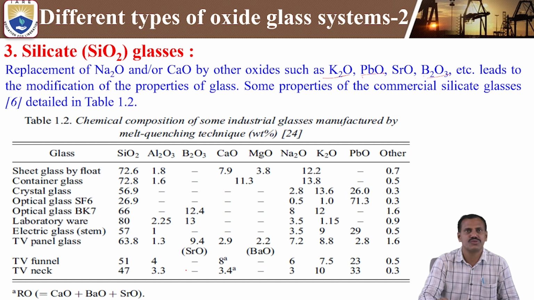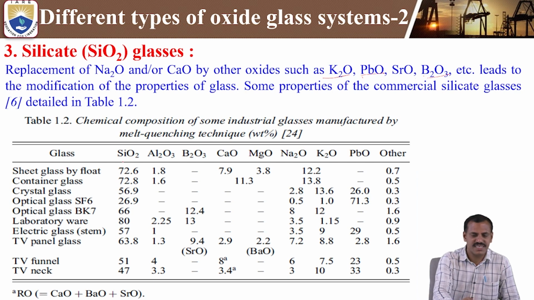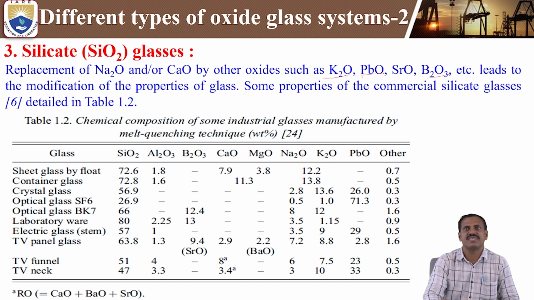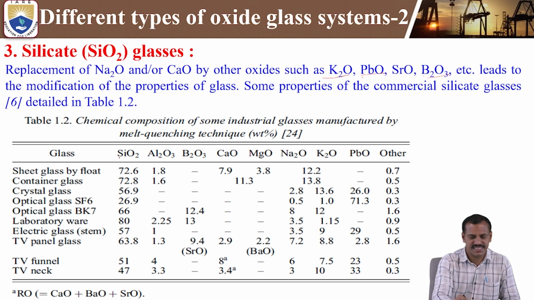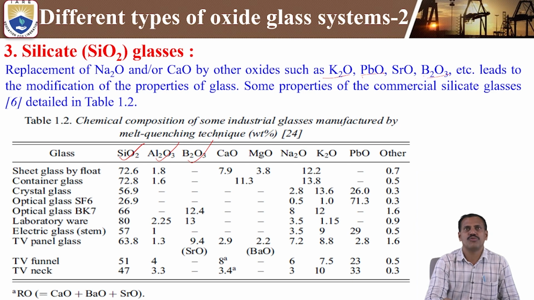So this table shows the different chemical compositions for silicate based glass systems. First, you see the glass composition. This is the glass former silicon dioxide, next aluminum oxide Al2O3, next boron trioxide B2O3, calcium oxide, magnesium oxide, sodium oxide, potassium oxide, lead oxide, and other content. This is the complete weight percent of the different compositions taken into the silicate based glass.